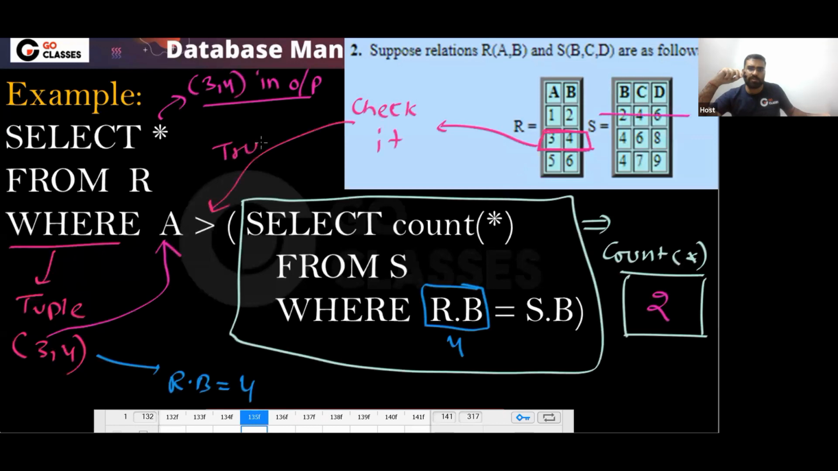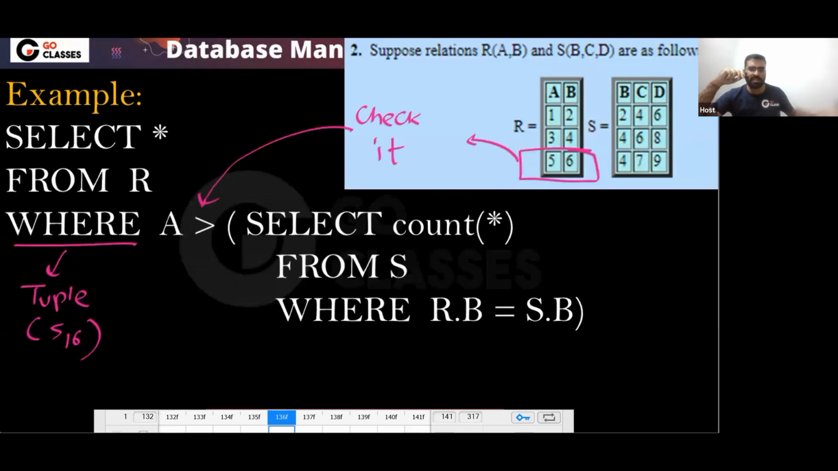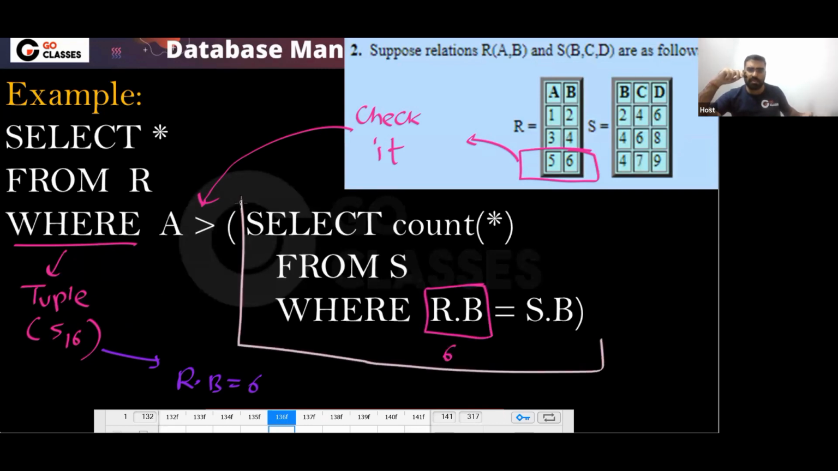So here you can notice this was true. Okay, so will it satisfy this condition? So here you can notice r.b is equal to 6. Okay, what will this query give you? Look at this query. What will this query give you? This will give you count star.